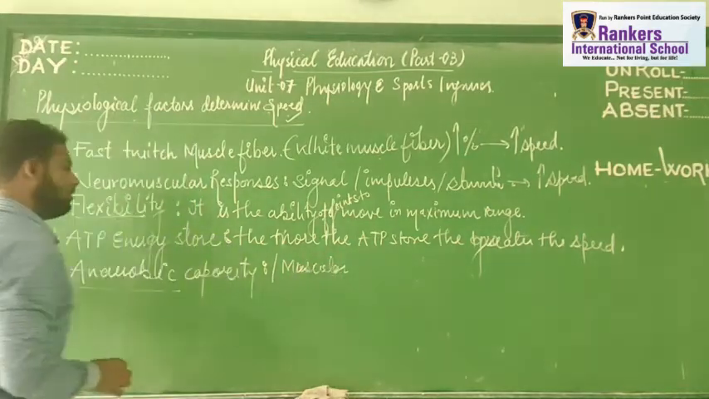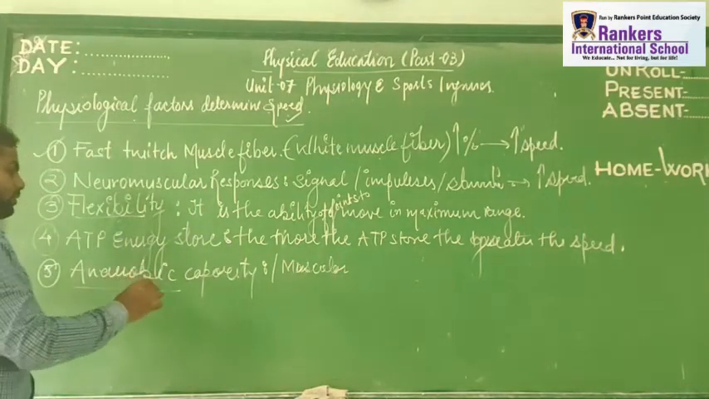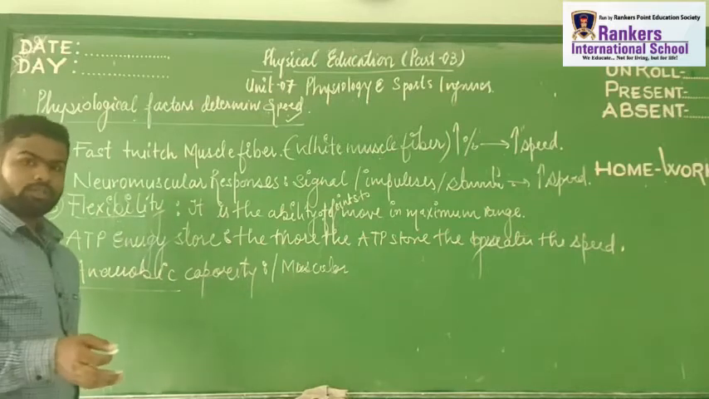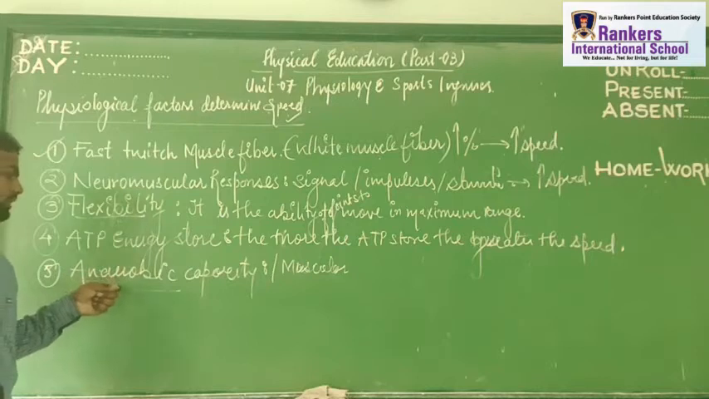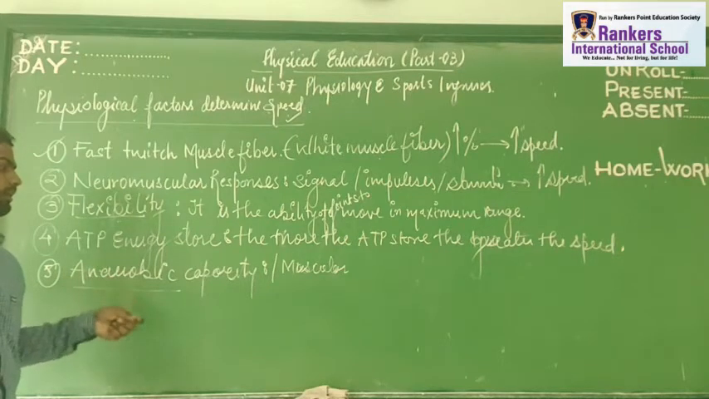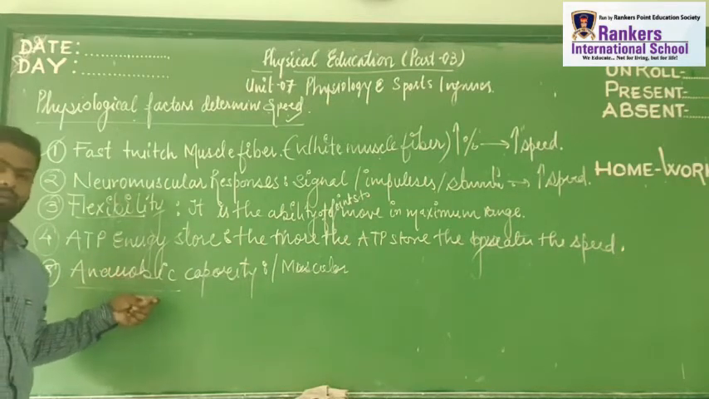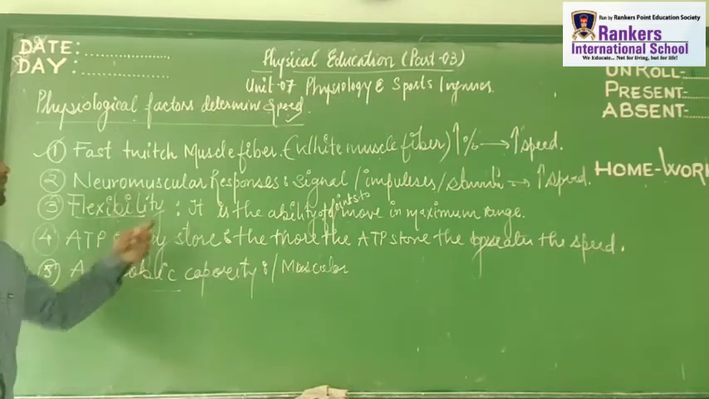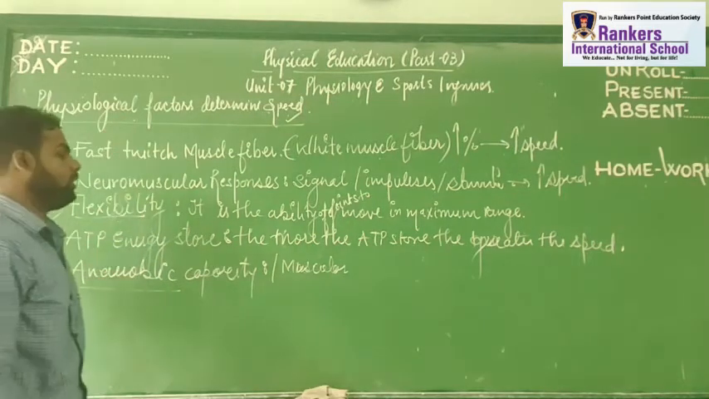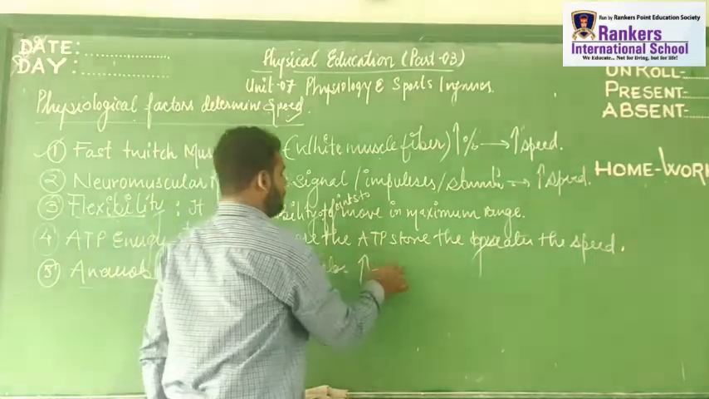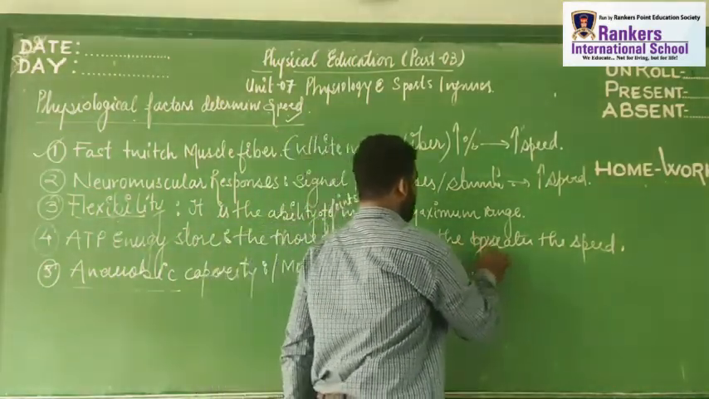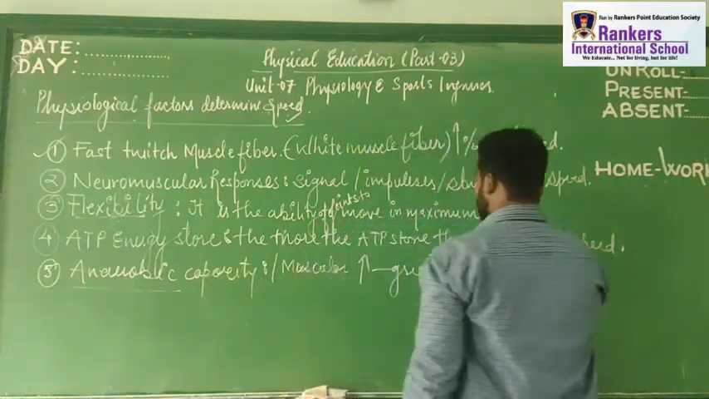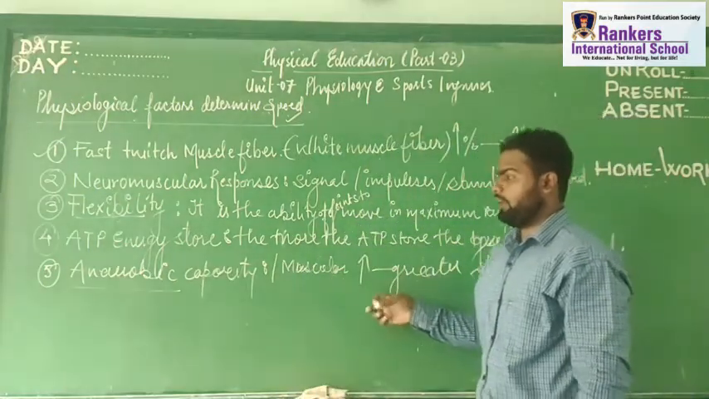Anaerobic, muscular, okay. So when I'm talking about lactate threshold, cardiovascular we can't see. So anaerobic capacity should be very good of an individual if he or she wants to enhance speed. The more the anaerobic endurance, the greater the speed. Right. So this is about anaerobic capacity.